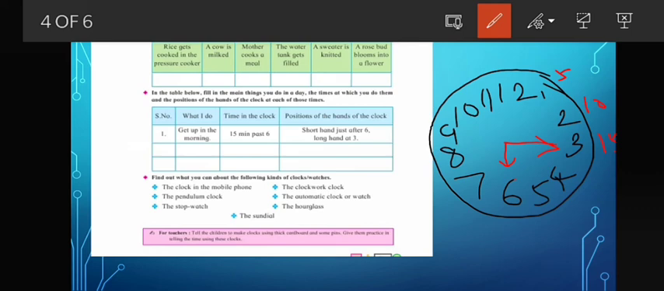Similarly, you will write what time you go to school, what time last year you were coming to school. 30 minutes past 12. Okay, so you can write that. What time we used to have our recess break, you can say at 3 o'clock. So this activity is homework. Kindly do it. Thank you.